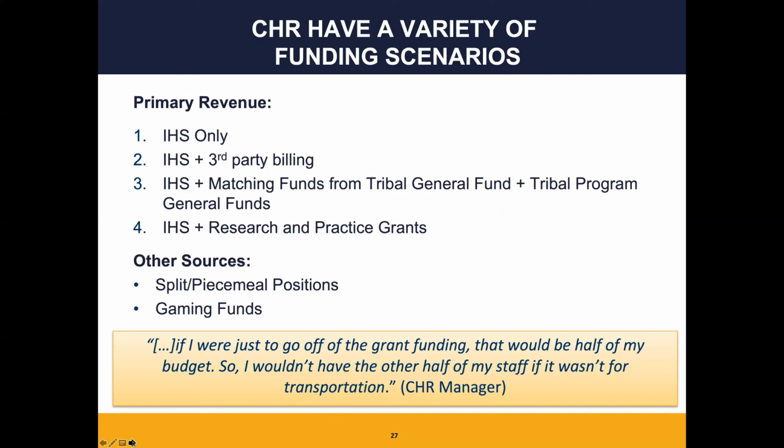Most CHR programs that we spoke with employ a combination of funding sources in order to sustain their programs. So the scenarios we found were: 1, relying on IHS funds only; 2, using IHS funds in addition to third-party billing for billable health services, such as non-emergency medical transportation; 3, combining IHS funds with matching funds from their tribal general fund and/or tribal program-specific general funds. For example, the tribal health department may share budget with the CHR program. And then 4th, CHR programs may seek out research and practice grants to supplement IHS funds.